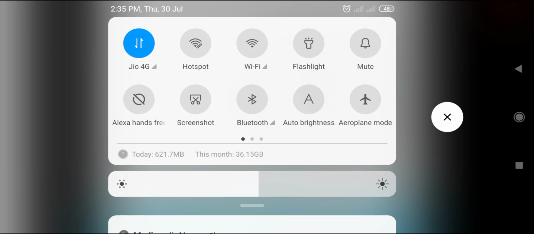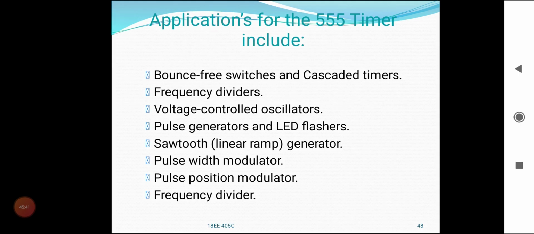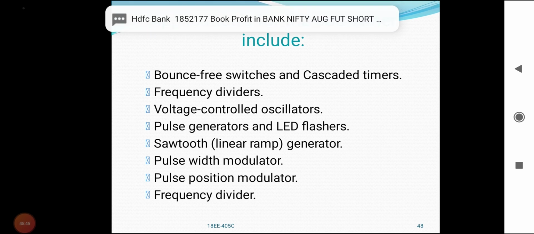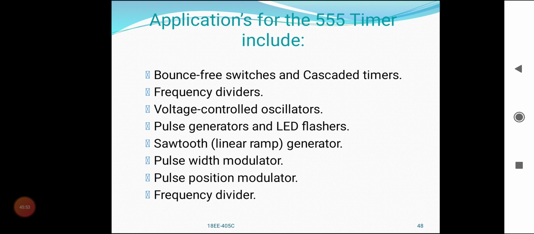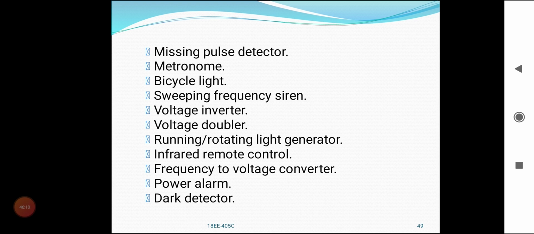The applications for the 555 timer include bounce free switches and cascade timers, frequency dividers, voltage controlled oscillators, pulse generators and LED flashers, sawtooth generator, pulse width modulator, pulse position modulator, frequency divider, missing pulse detector, metronome, bicycle light, sweeping frequency siren, voltage inverter, voltage doubler, running rotating light generator, infrared remote control, frequency voltage converter, power alarm, dark detector.